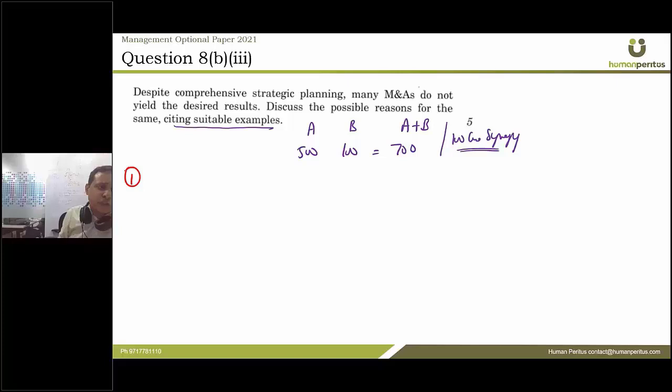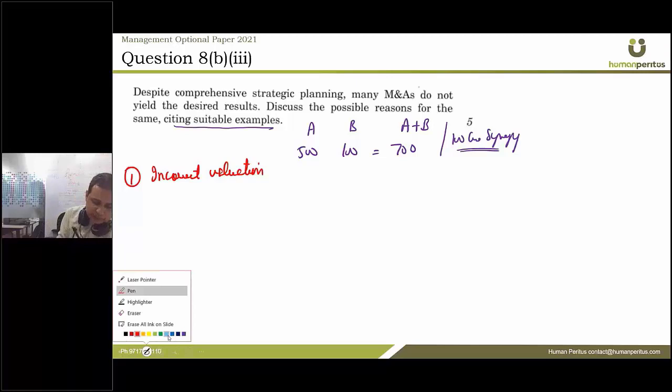The first one is incorrect valuation of the target company. So why can incorrect valuation happen? You were expecting that the valuation of company B is 100 crores, but the actual valuation is maybe 60 crore only, and therefore you don't get those desired results.